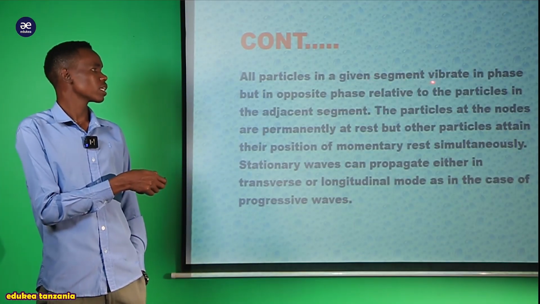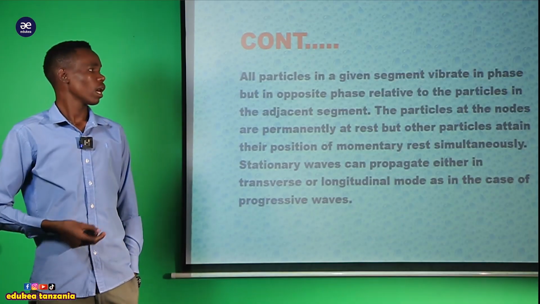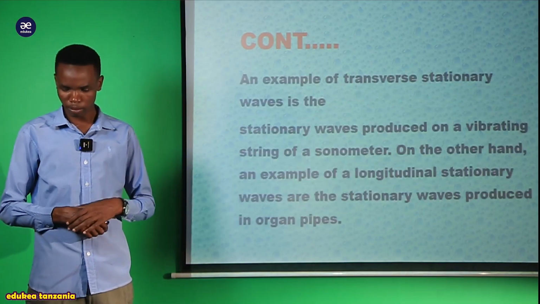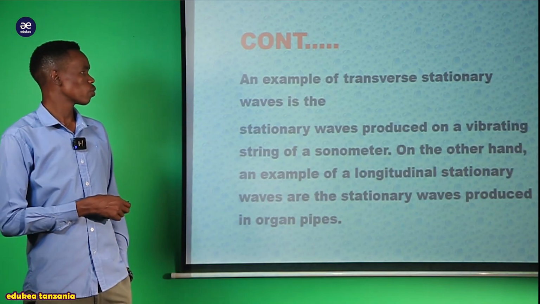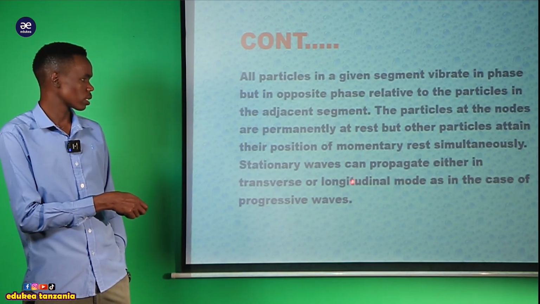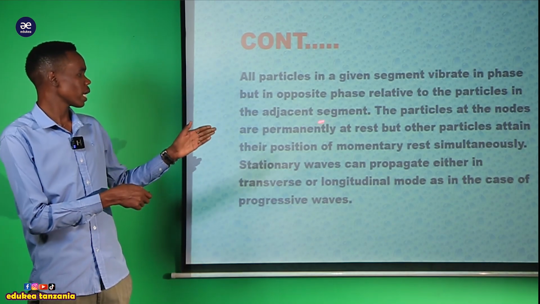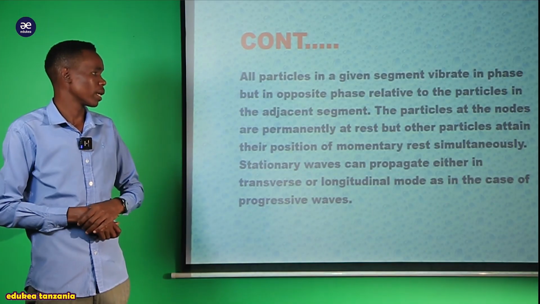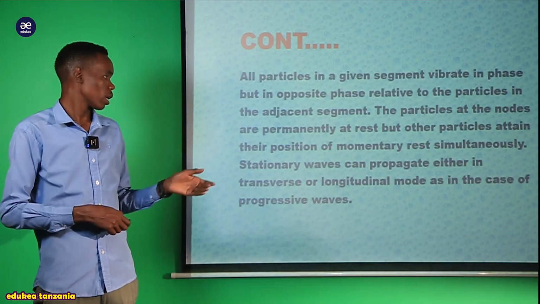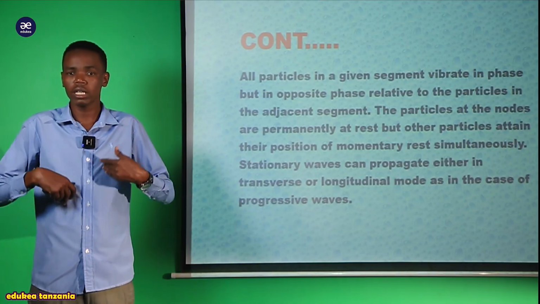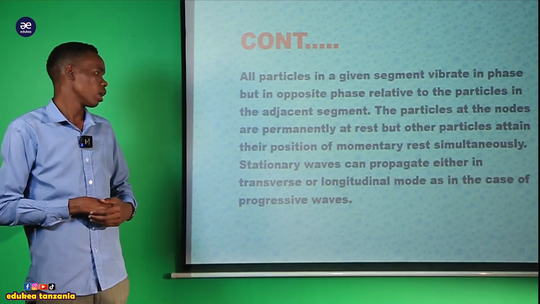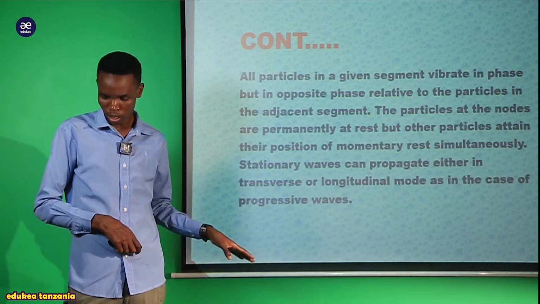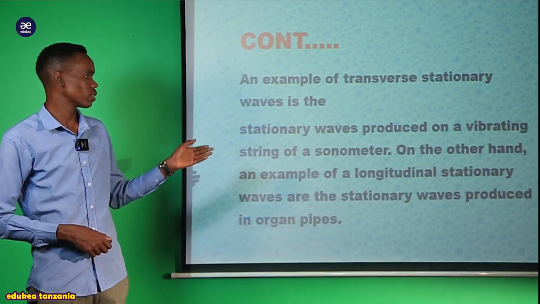So after that, all the particles in a given segment vibrate in phase. Kwa particle zote zinakuwa zina vibrate in phase, my lovely student, but in opposite phase relative to the particles in the adjacent segments. So after that, let us try to look at an example of this. We have been told the concept here, which is called the transverse, my lovely student. So the particles at the node are permanently at rest. Kwa wale particles kwenye node wanakuwa wako kwenye rest, it means wako kwenye stationary, my dear students. But the other particles attain their position of momentary rest simultaneously. Kwa wale wengine watakuwa wanafika mpaka kwenye maximum, lakini wengine wanakuwa wapo kwenye stationary. So stationary waves can be propagated either in transverse or in longitudinal waves. Kwa kuna wale mbili transmitted either kwenye longitudinal au kwenye transverse waves, my dear students.